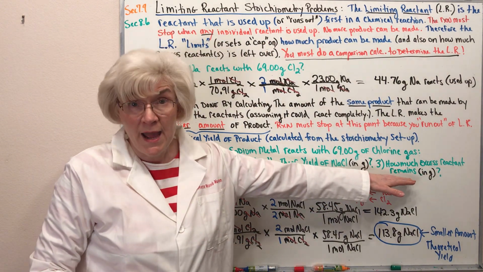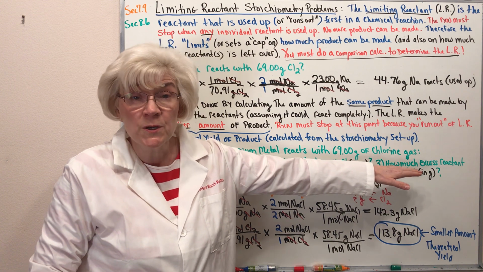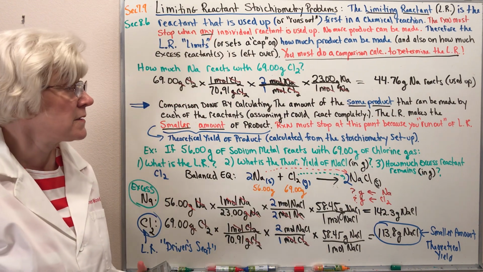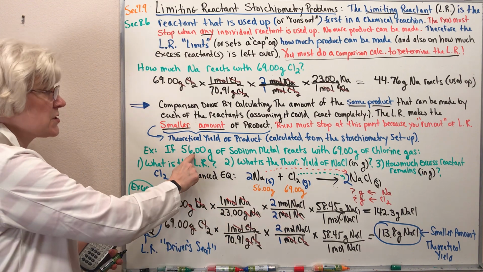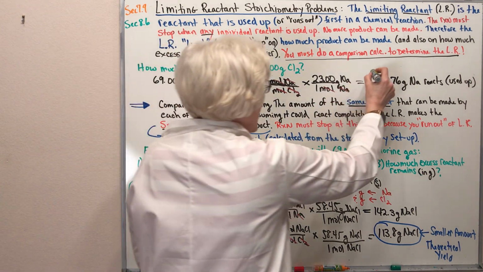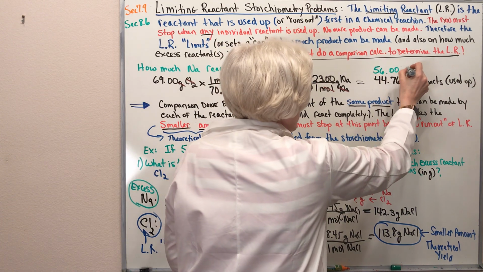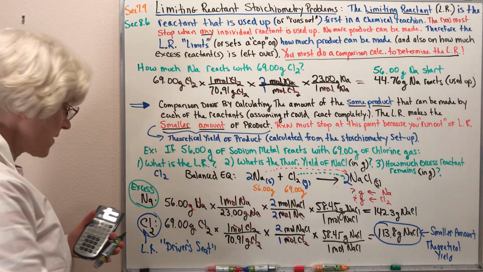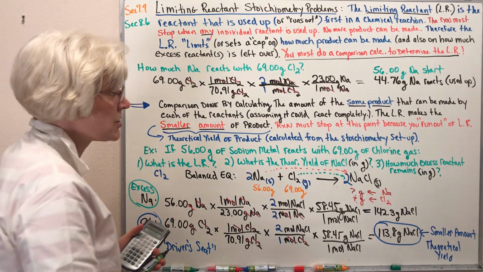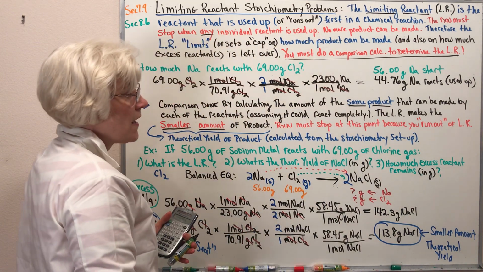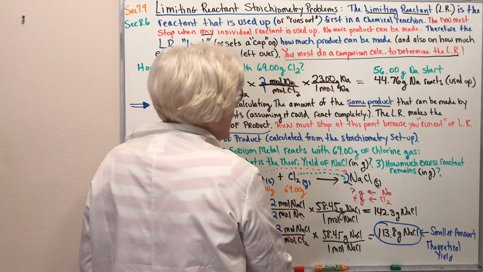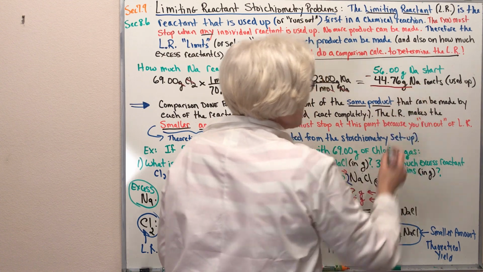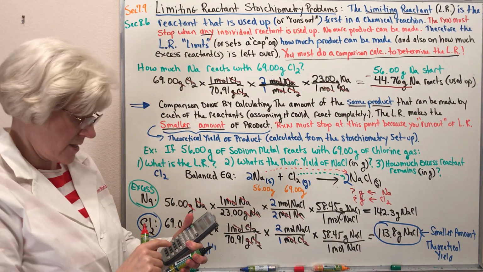But we were asked to calculate how much of the sodium, which is excess, remains. So this can't be the answer. This is how much sodium metal reacts or is used up. Well, how much sodium did we have to begin with? We had 56.00 grams of sodium to start with. And hopefully you see right away where we're going with this calculation. If we had 56 grams of sodium to start and we use up 44.76 grams, then the amount of sodium metal that is remaining has to be the difference between those two numbers.